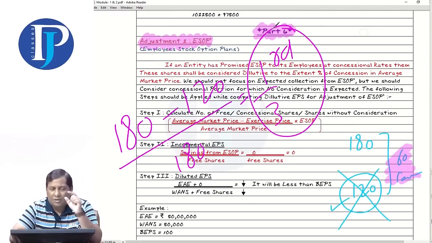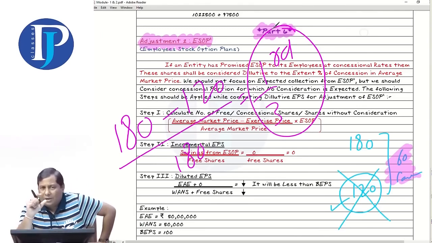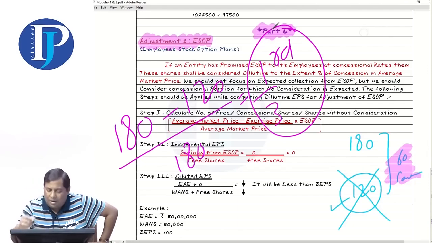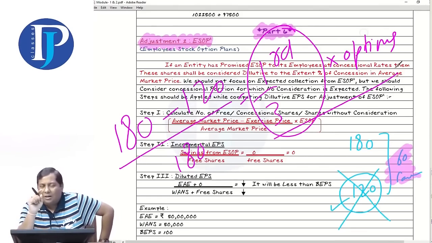You are getting a concession of 60 rupees from the market price, which is 60 by 180. So you are leaving 1/3 of the market price. If I multiply this with options, you will get your free shares. I hope you are getting this point. The free shares which you have here will be used in your diluted EPS.